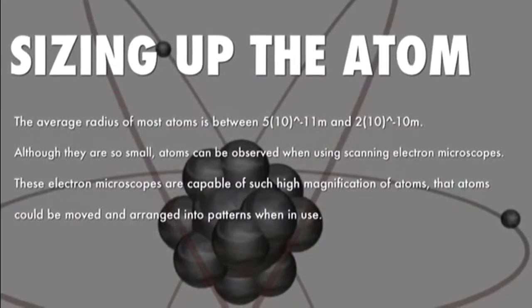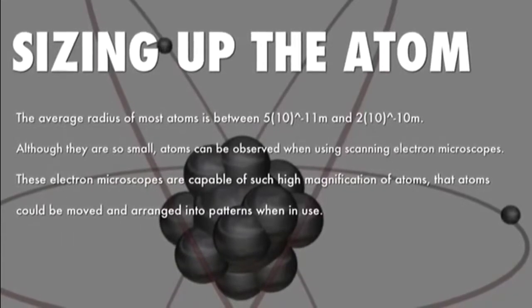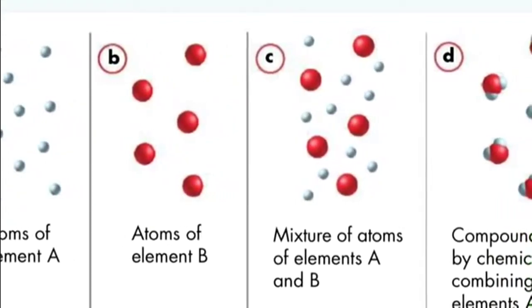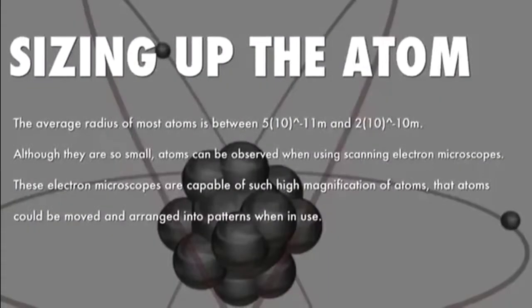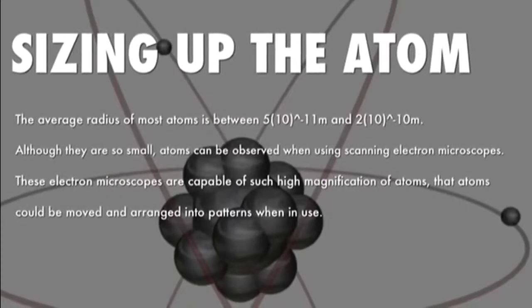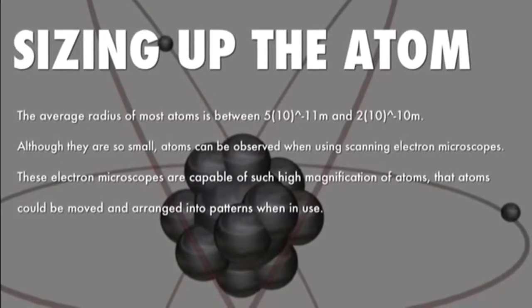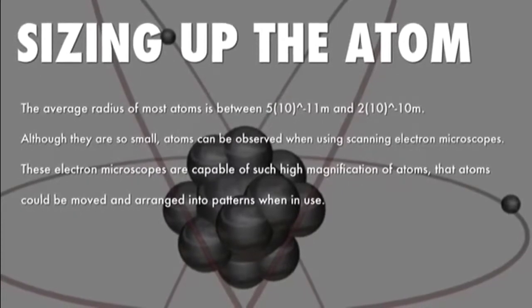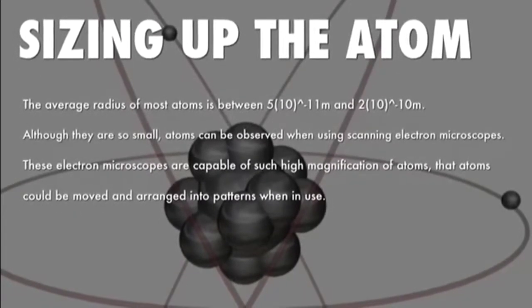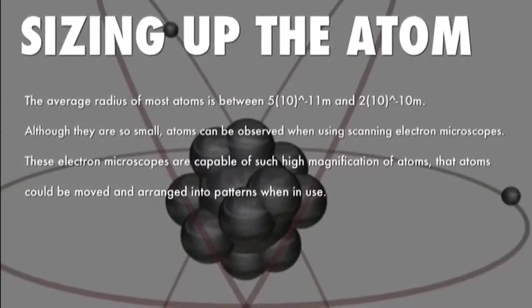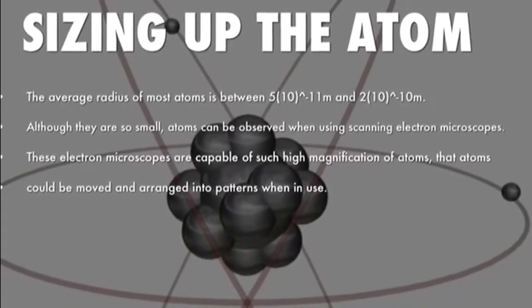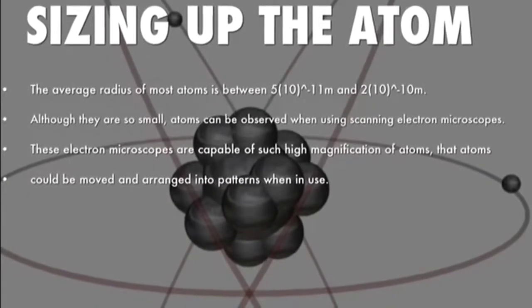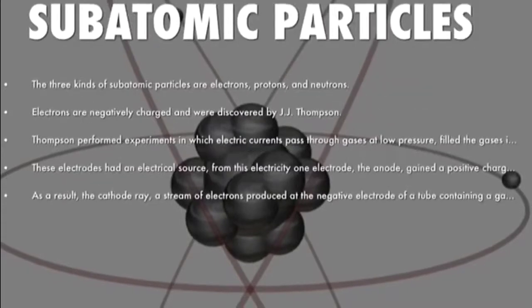Sizing up the atom. The average radius of most atoms is between 5 times 10 to the negative 11th meters and 2 times 10 to the negative 10th meters. Although they are so small, atoms can be observed when using scanning electron microscopes. These electron microscopes are capable of such high magnification of atoms that atoms could be moved and arranged into patterns when in use.